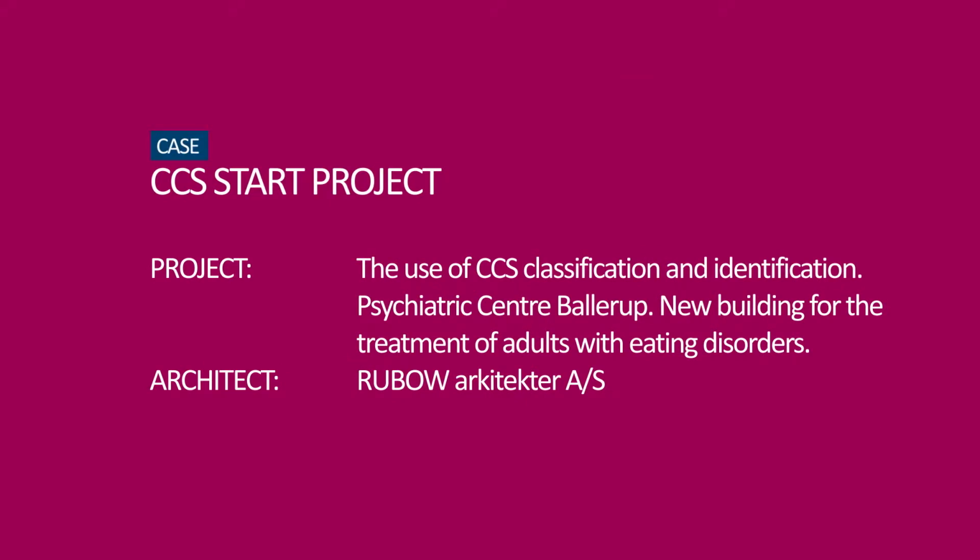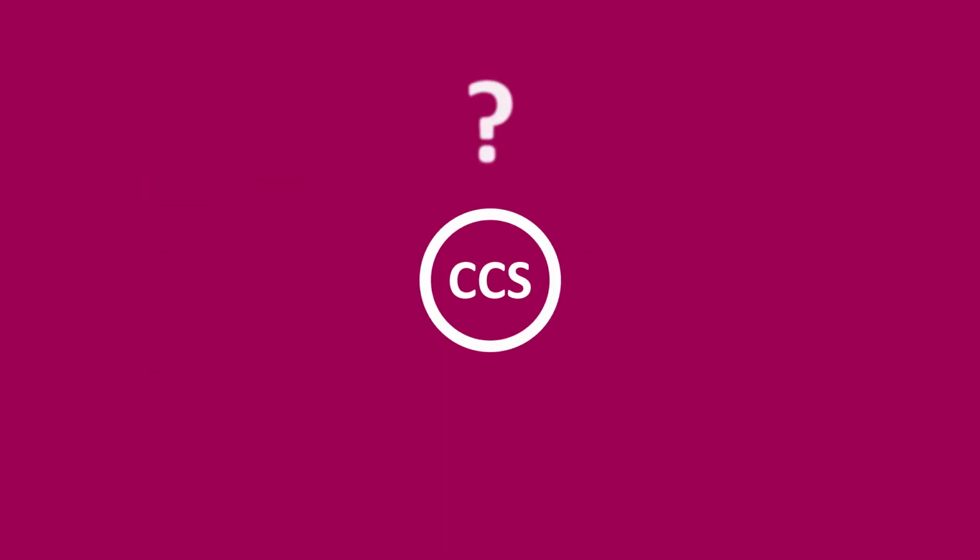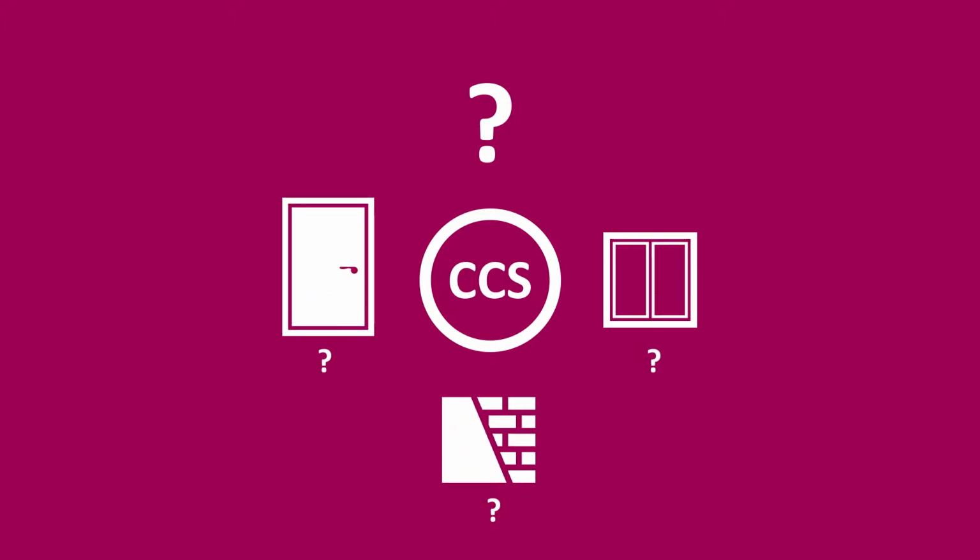Rubo architects, through their START project, have worked to raise employee knowledge and upgrade projects in preparation for using CCS classification and identification codes. This is partly to create structure and consistency in their project material, and partly because they had customers who required the use of CCS. But how does one take the initial step, get a good start, and get a helpful overview of the possibilities and values of CCS, having never worked with CCS before? This was the challenge faced by Rubo architects.